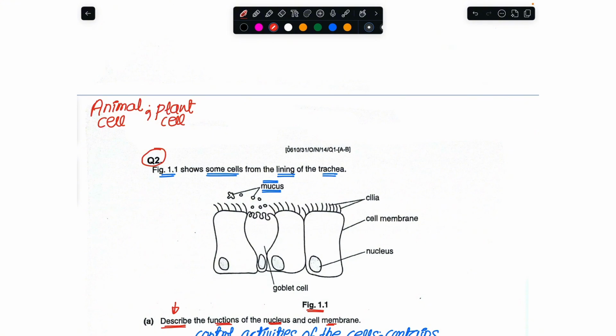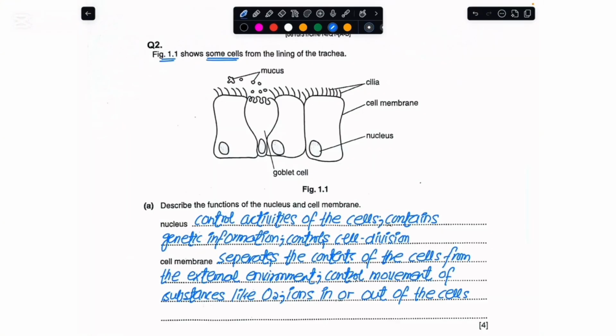So you don't have to bother with the numbering of the questions. You just have to see the content. So I am beginning with question number 2. Here they have given you figure 1.1, and it shows you some cells that are actually lying in the trachea.